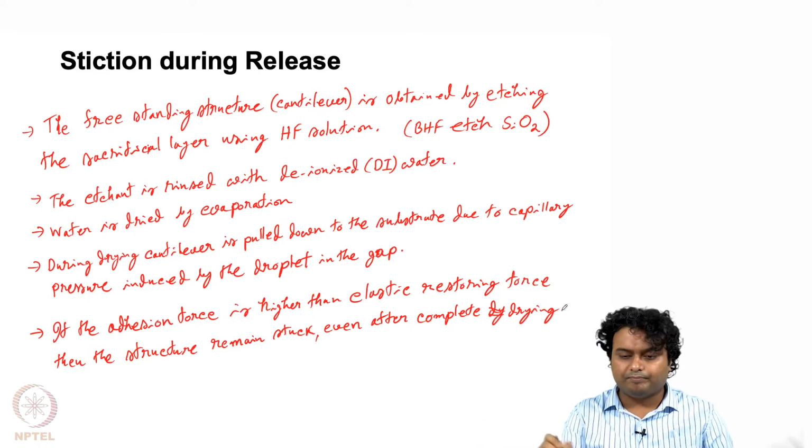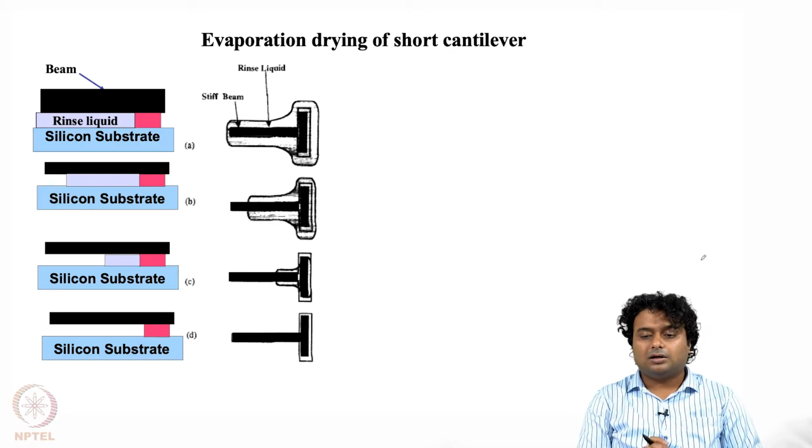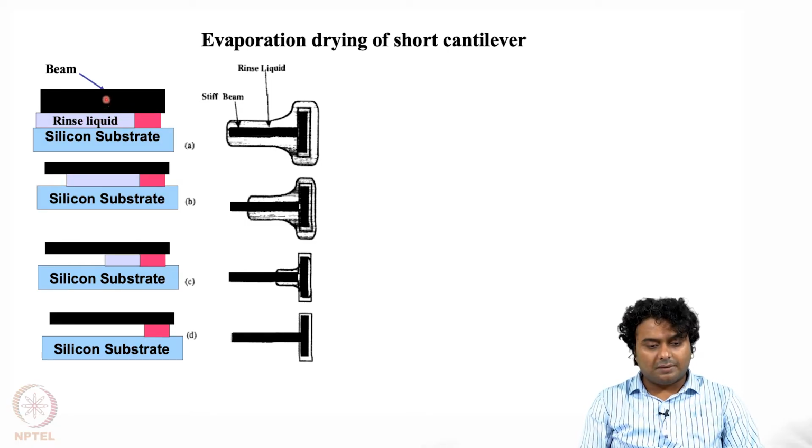Now we will see two different cases. The first case is of a short cantilever. Now what happens in case of a short cantilever, which we can also call stubby. This is the liquid trapped inside the gap between the cantilever and the silicon substrate. Now this liquid starts to dry up, and this happens from the tip side to the anchor side, and as you can see, slowly this liquid proceeds towards the anchor.